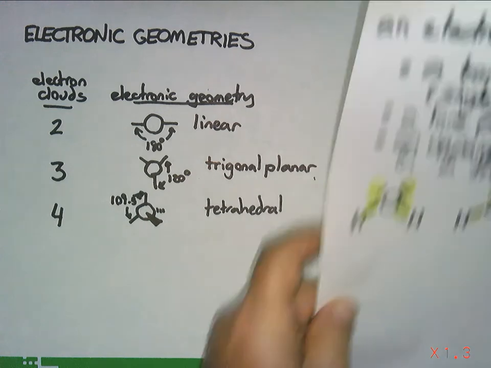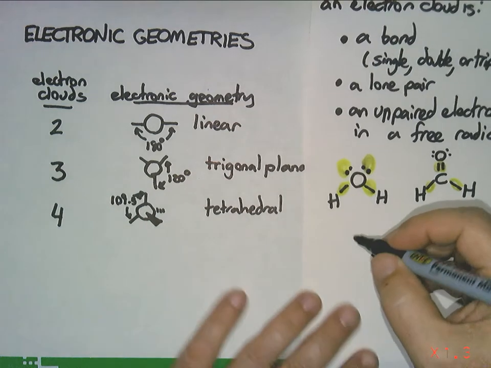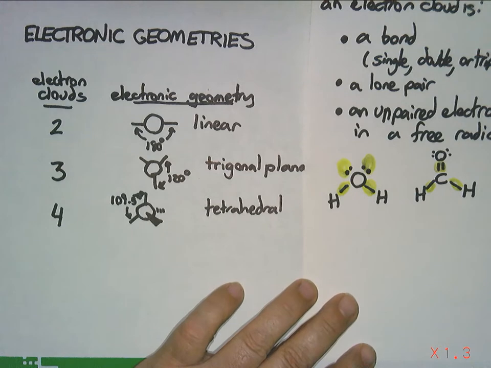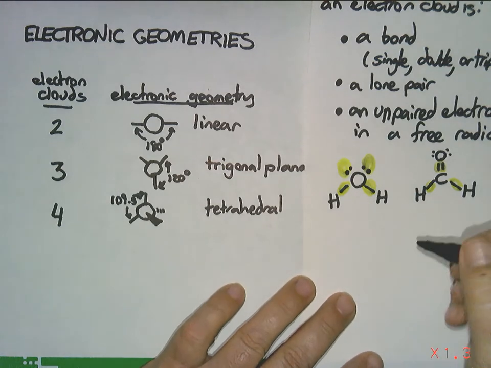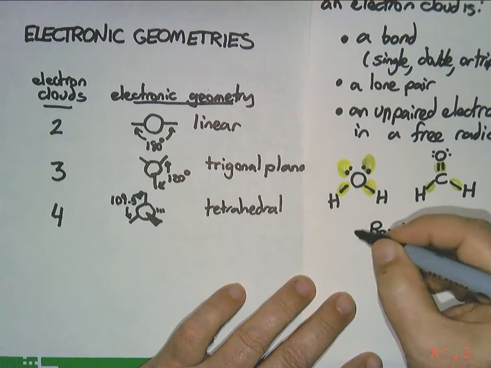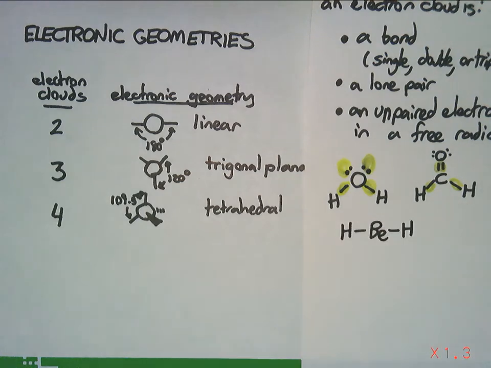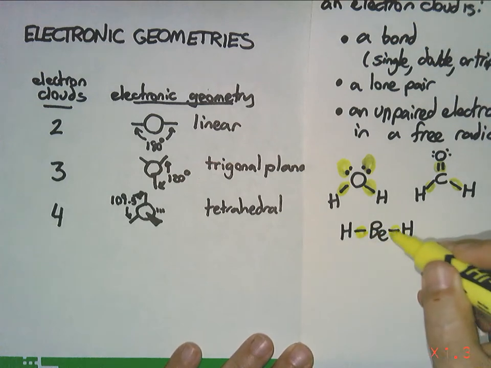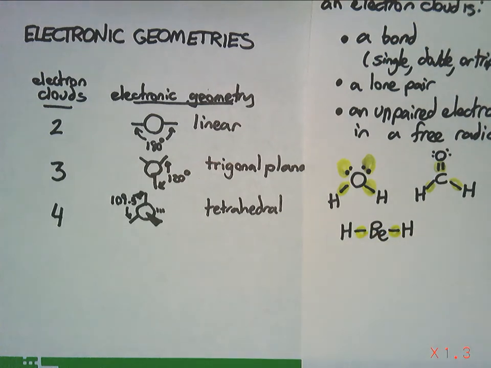All right. One more. What if you had, well, we did carbon dioxide in the last video. What if you had this incomplete octet structure? Beryllium is satisfied with only 4 electrons around it. Remember, that was kind of an exception. What would be the electronic geometry of this molecule? Well, there are 2 bonds. So that would be a linear electronic geometry.